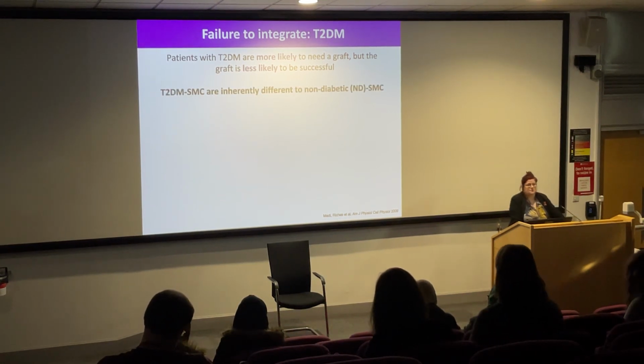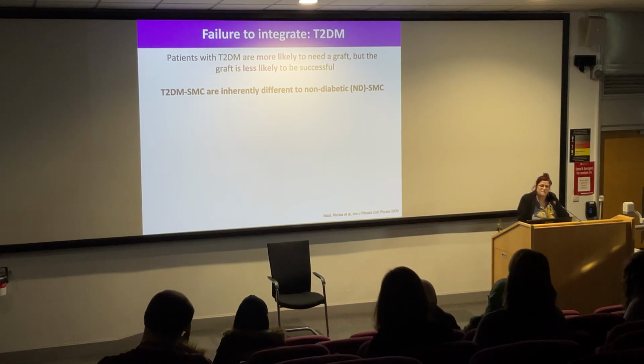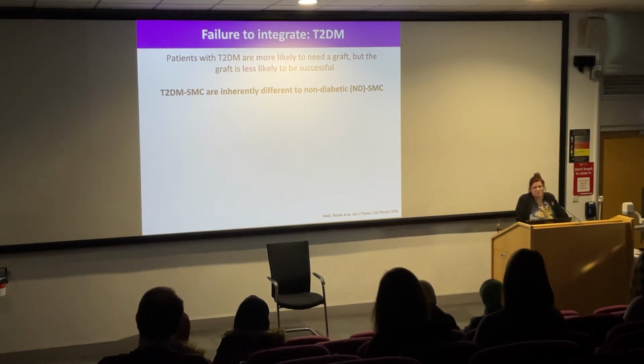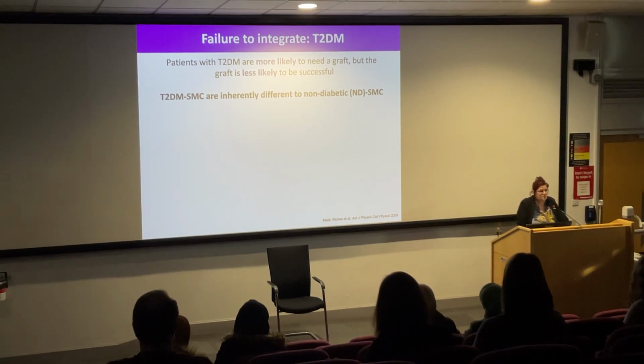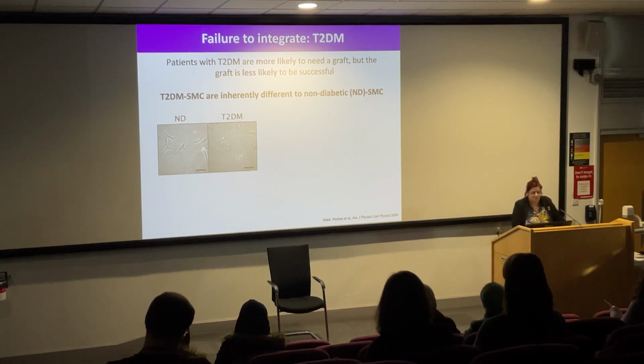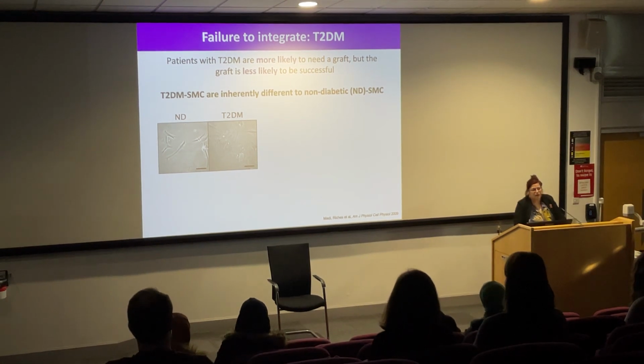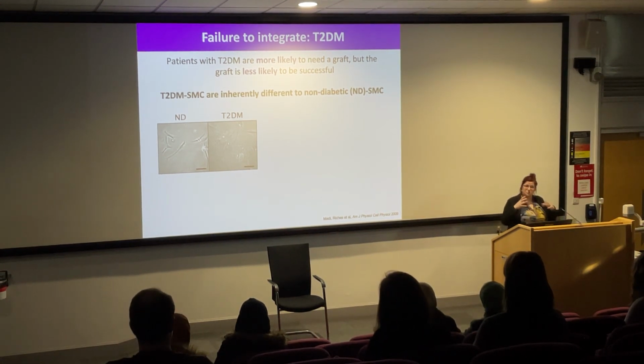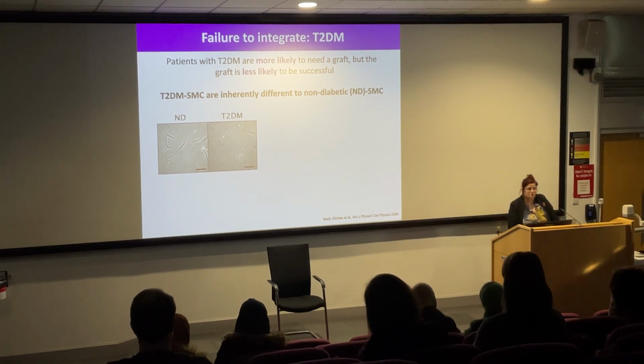And what we found is that the type 2 diabetic smooth muscle cells are inherently different to non-diabetic smooth muscle cells. When you get them in the lab, you can tell by looking at them whether they're from a non-diabetic donor or a diabetic donor, because they look different. You can see here, these are smooth muscle cells grown in the lab. Here, the ND, which refers to non-diabetic, have this spindle shape, which facilitates contraction and relaxation. You can see how they'd all bundle together to form a nice strong wall in a blood vessel.